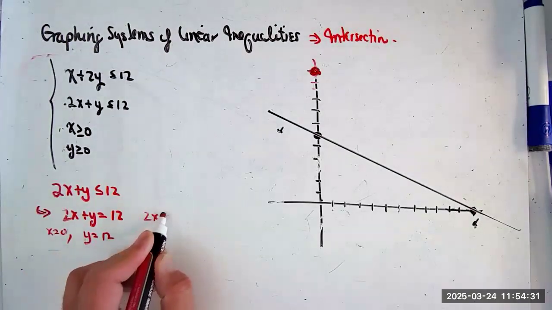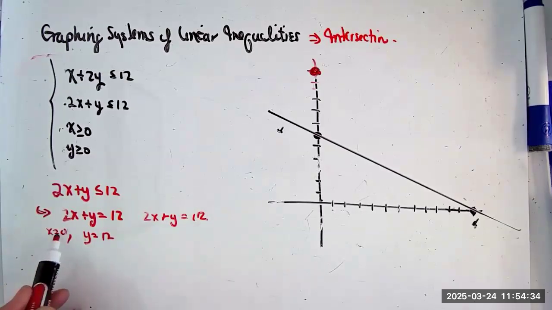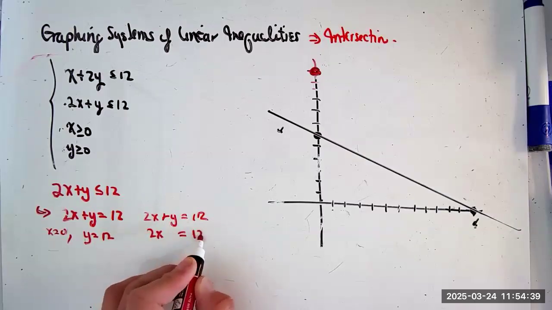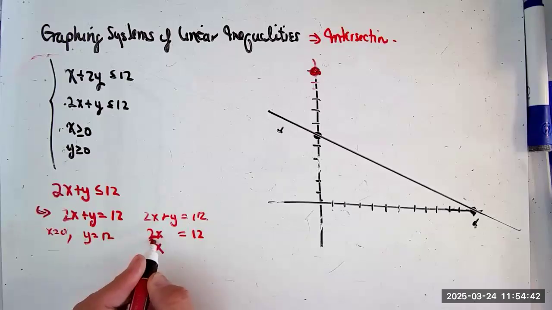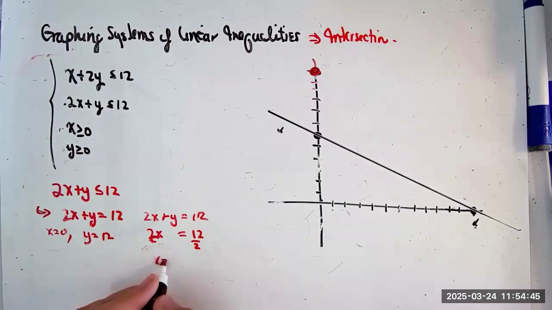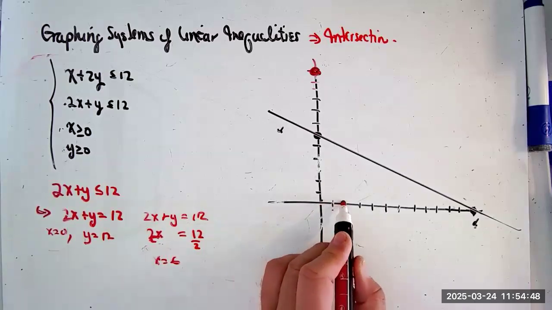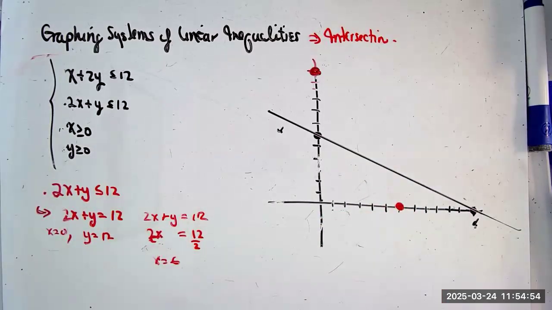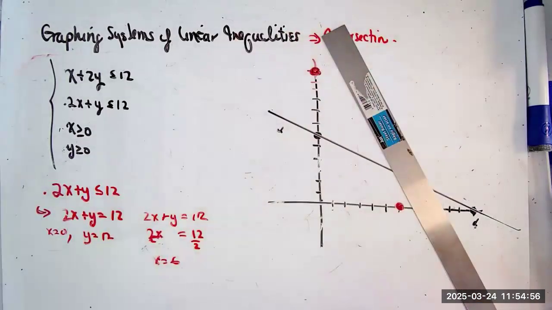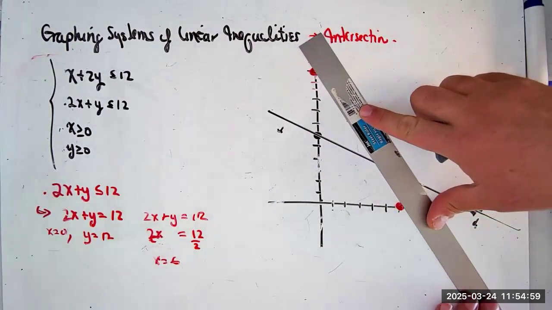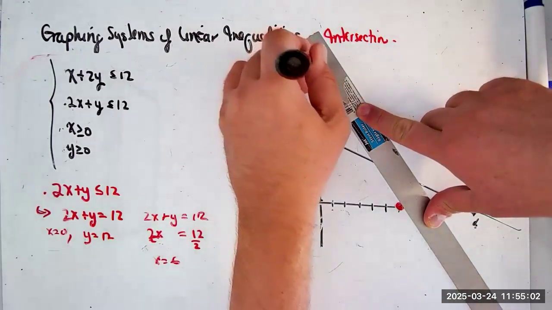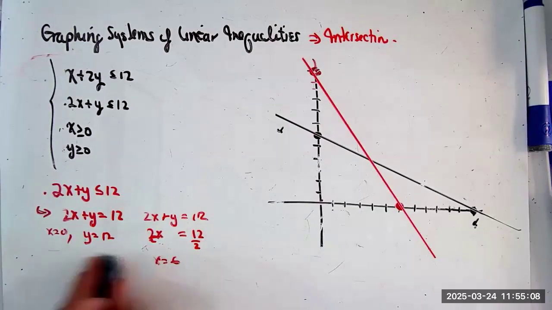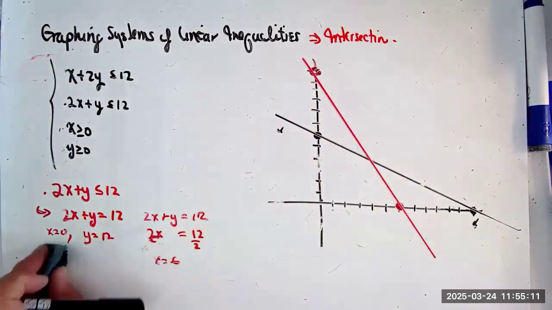And then here I have 2x plus y equals 12. Now I can make y equal to 0. So 2x equals 12, divided by 2, x equals 6. So 1, 2, 3, 4, 5, 6. So this second inequality looks like this. And of course, I need to test to decide whether I am below or above the line.